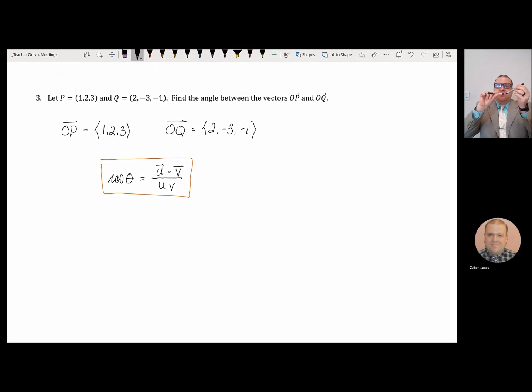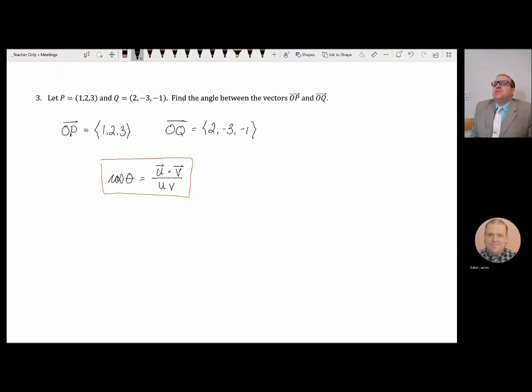Right. What about that? That's between 0 and pi, because you're not measuring the larger angle, you're measuring the smaller angle between them. So yes, it's always going to be between 0 and pi. 0 would mean they're parallel, they point in the same direction. Pi would mean they're parallel, pointing in opposite directions, right?